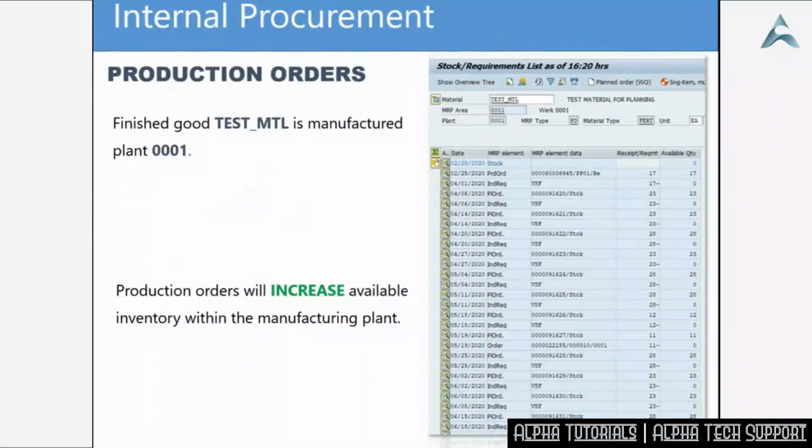Production orders are probably the most common form of internal procurement. And again, internal implies you're procuring material from inside your own organization. The finished good test material is manufactured in plant 0001, and therefore the production order elements are the supply elements shown. Supply, or receipt elements, will always increase available inventory.